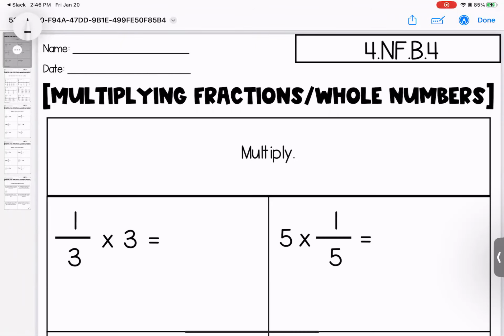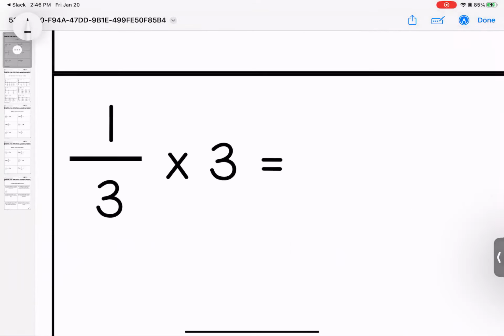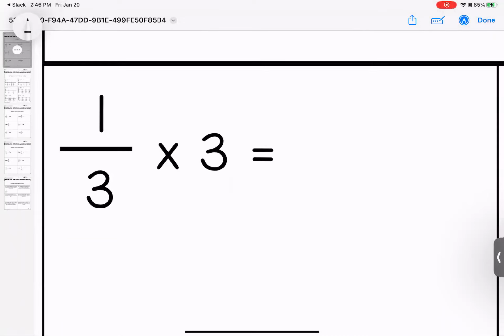Kiddos, this week we are multiplying fractions and whole numbers as we get ourselves settled into this new unit of fractions. So let's take a look. A couple of reminders when we multiply. If our fraction doesn't have a denominator, we're going to give it 1. Once they're both fractions, we're going to multiply across the top.